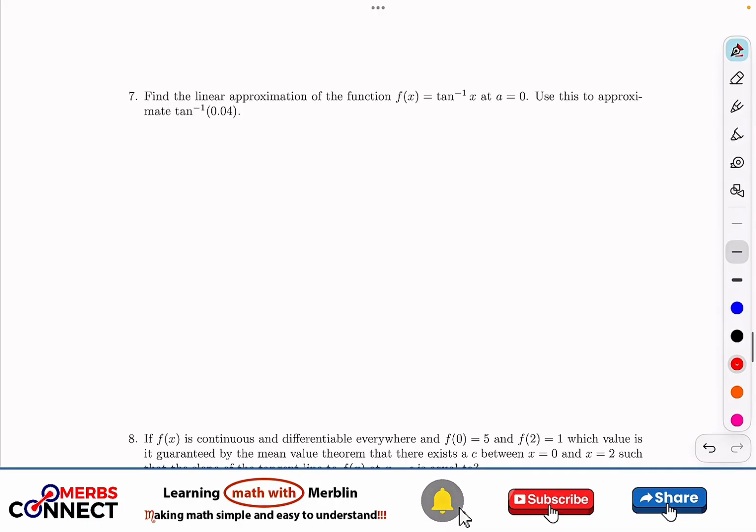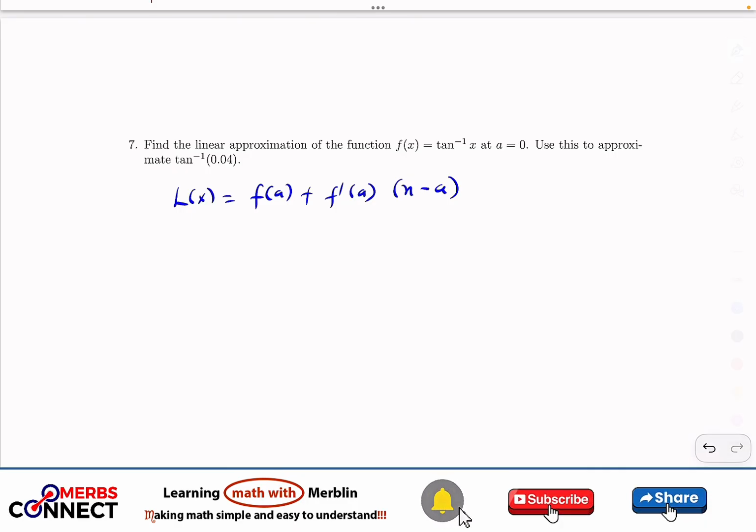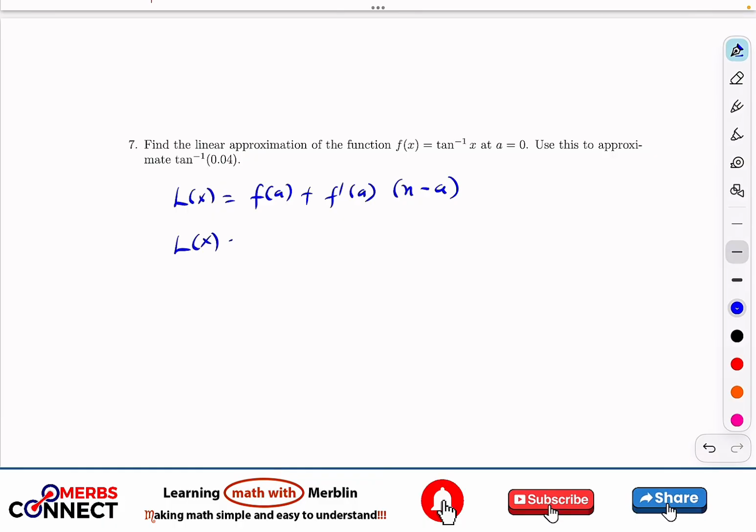Let's look at question 7. We are almost done. We have 4 more questions to go. Now we want to look at the linear approximation, which is f of a plus f prime of a times x minus a, right? So what do we think we need to do here? Now a is given, right? Which is this. So let's do direct substitution. This is equal to f of 0 plus f prime of 0 times x minus 0.